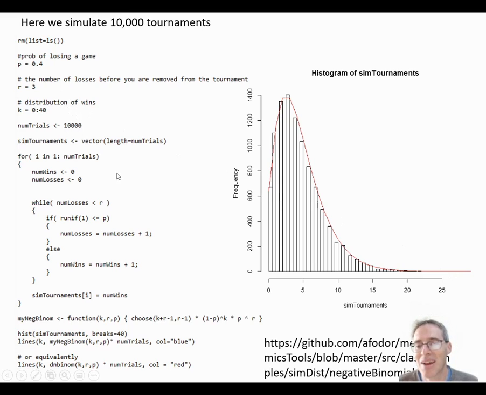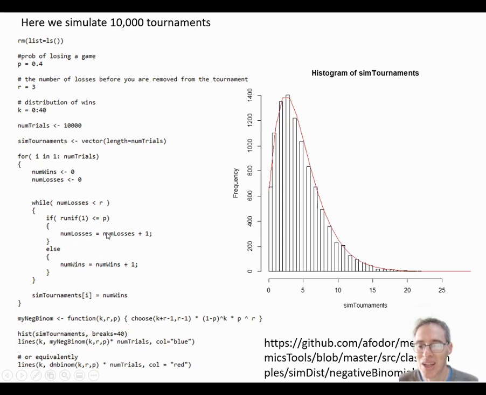The number of trials is 10,000. So I'm just going to hold as my result vector the number of wins that I had. And then I'm just going to go through and grind through simulating the actual tournament. So it's number of wins, number of losses, until I get to 3 losses, play the game.